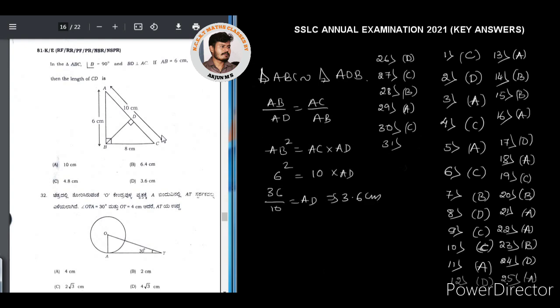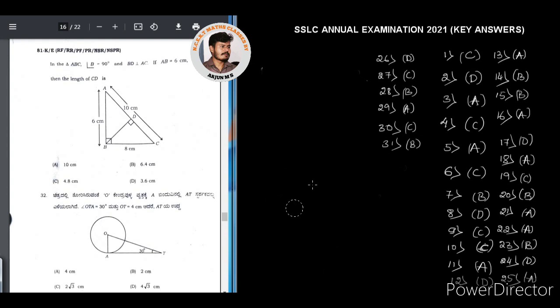Now subtract 3.6 from 10, we get DC value. So DC is equal to 10 minus 3.6. The difference of 10 and 3.6 is 6.4 centimeter, which is the answer. Now 6.4 is present in option B. That's why option B is the right answer for 31st question.